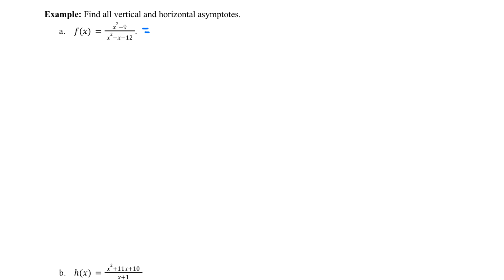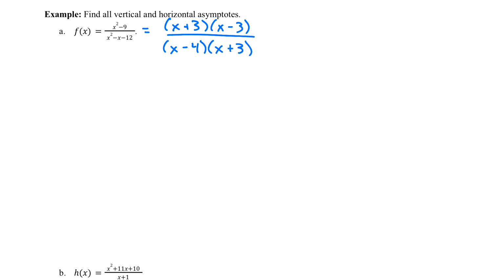I'm going to start with vertical asymptotes here. Now, if we're looking for vertical asymptotes, the very first thing I'm going to do is try and factor my function if it's possible. It's not always going to be possible. But if I look at my numerator, x squared minus 9, that's a difference of 2 squares. So I can rewrite that as x plus 3 times x minus 3. My denominator then, let's see, I need two numbers that multiply to be negative 12 and add to be negative 1. Those would be x minus 4 and x plus 3.